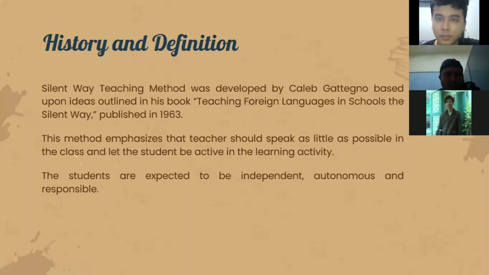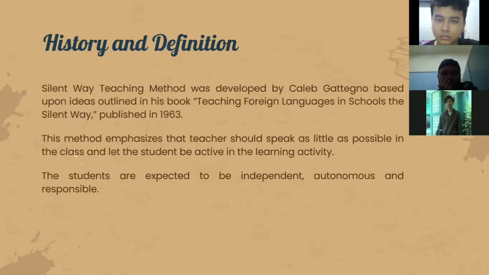This method emphasized that teachers should be silent as much as possible in the class and let the students be active in the learning activity. In the absence of the teacher dominating the lesson, the student takes an active role in the learning process. The teacher redirects and corrects only when it's necessary. This method encourages students to develop their independent problem-solving skills. The role of the teacher is to direct students' focus, facilitate self-reflection, and provide verbal and non-verbal feedback when it's necessary.